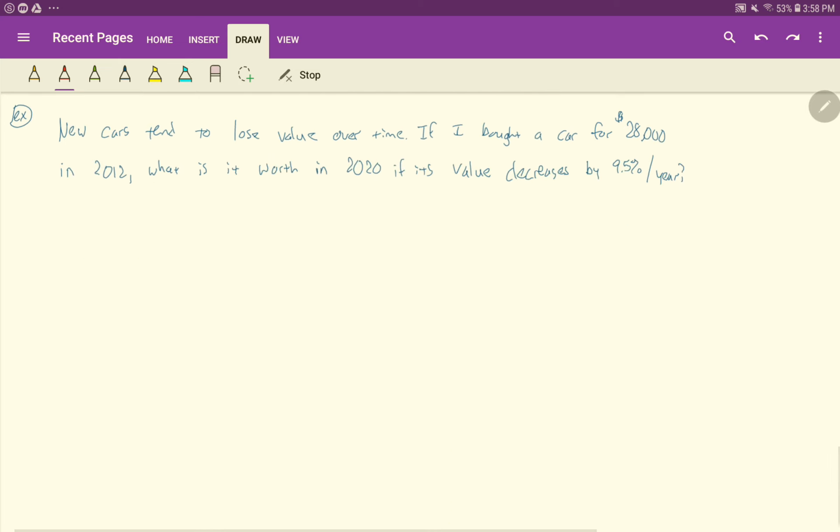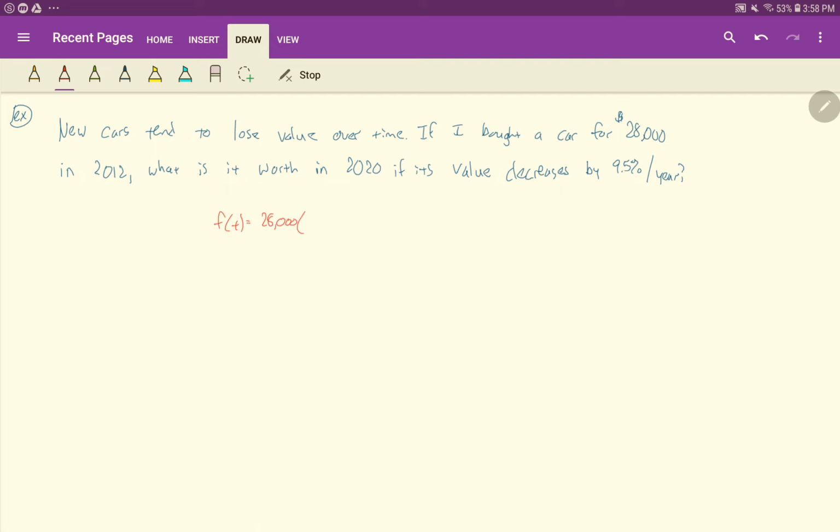And then last one, let's talk about an exponential decay. New cars tend to lose value. This is a true story. I can't say that it's necessarily always going to be a decrease of 9.5% per year, but it could be. So let's say that I bought a car for $28,000 in 2012, and I want to know what it's going to be worth in 2020, this year. So again, f of t equals our initial amount there, $28,000. That's what it was worth.